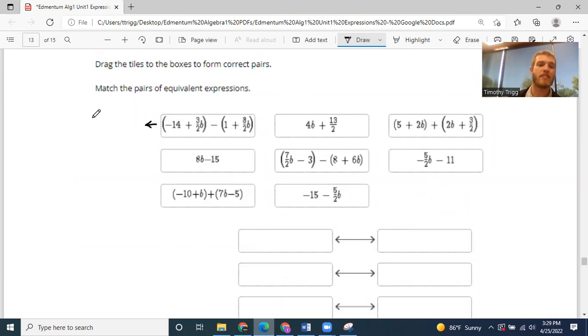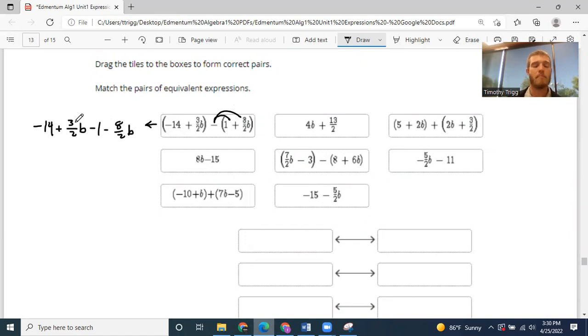Okay. I'll do this one here. This first parentheses doesn't really matter again because there's nothing in front of it, multiplying. And also I can't combine these because they're not like terms. So this is going to be negative 14 plus 3 over 2b. This one, the negative gets distributed. So that's negative 1 minus 8 over 2b.